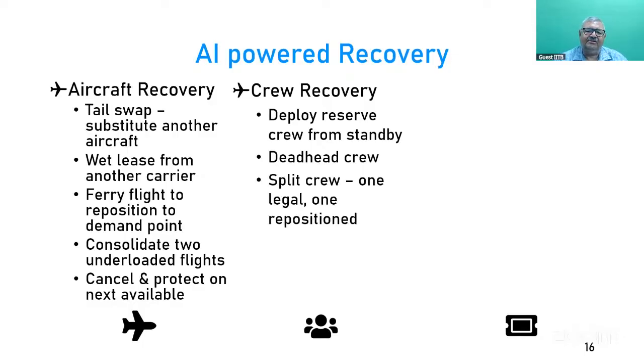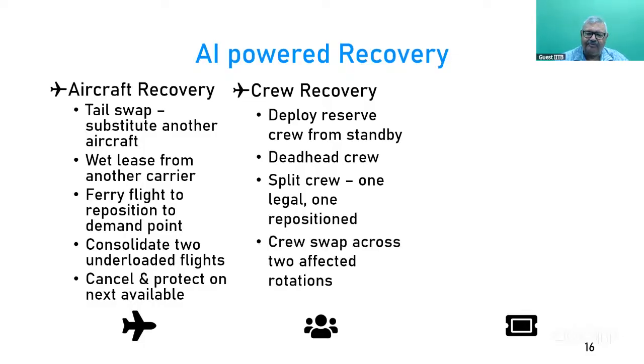Then you can split the crew, one legal, one reposition. So all the crew that you operate on the aircraft have certain legal constraints under which they have to operate. And if you have an emergency situation with the crew, it is permitted once in a while to use what is called repositioning. That means a crew member from some other duty can be positioned here, but in the presence of a senior person, it will be considered as permitted.